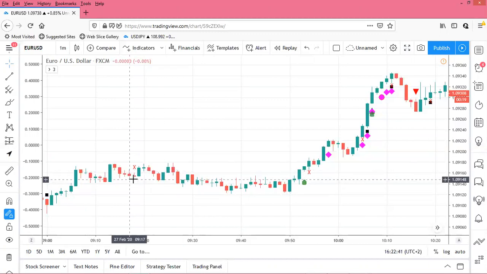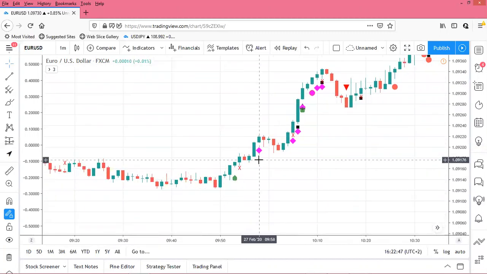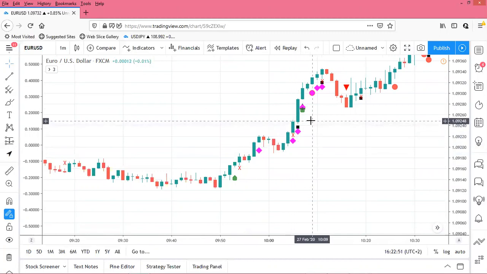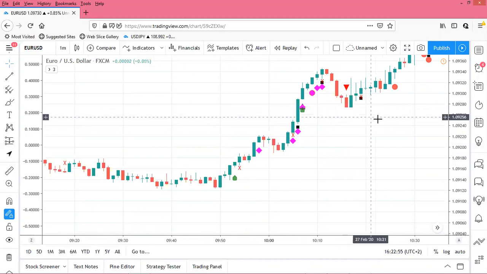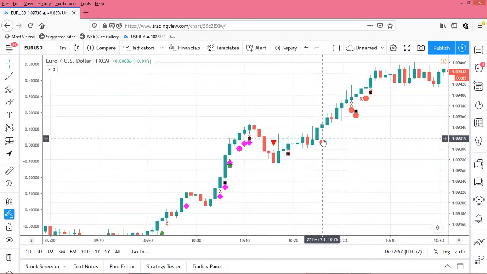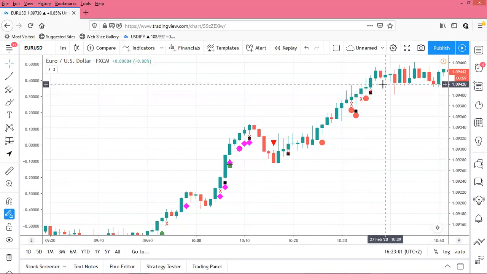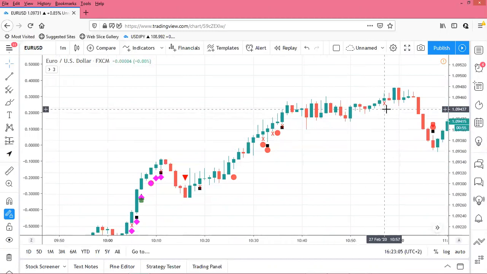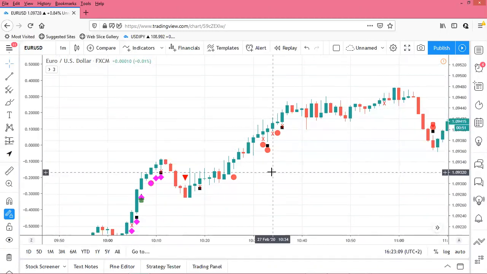So yeah, let's go to it. This is the win 1. This was the losing trade. 2, 3, 4, 5, 6, 7, 8, 9, 10, 11, 12, 13, 14, 15, 16, 17, 18, 19 trades. First 2 hours of our morning session, right?